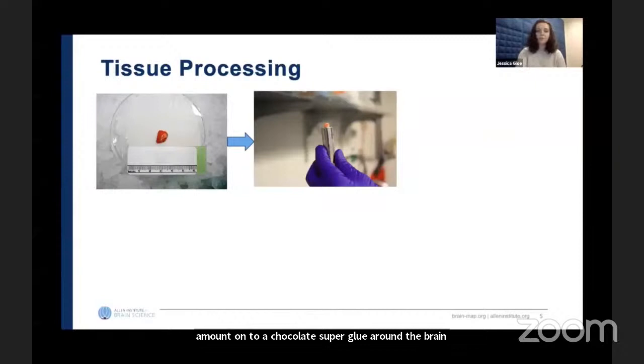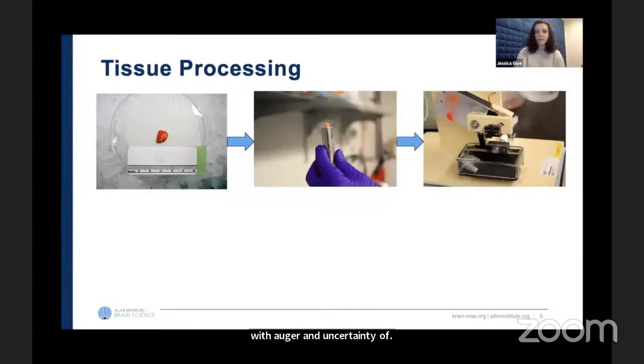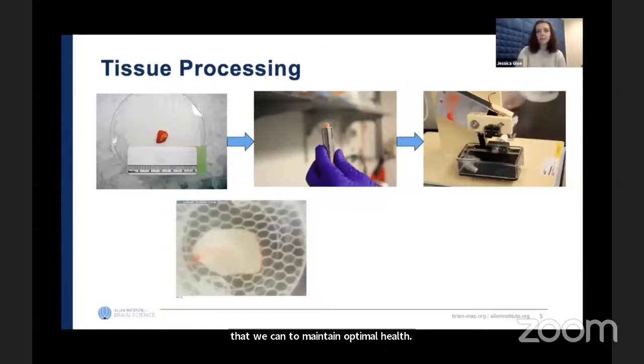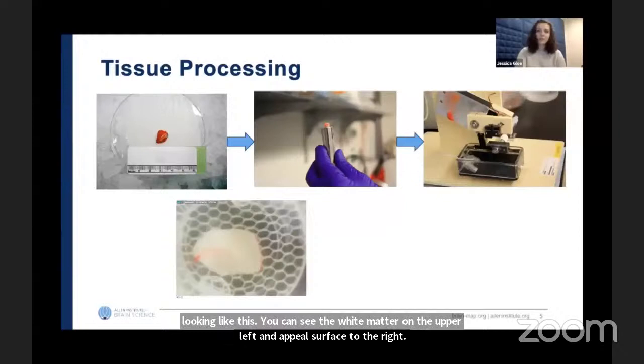This is a type of vibratome that provides us with fast, consistently 350 micron thick slices. You can see here, we continue to oxygenate our tissue at all points that we can to maintain optimal cell health. The slices that come from the compresstome end up looking like this. You can see the white matter on the upper left and the pial surface to the right. This slice will look familiar later in this talk, as this is where the cell we're following came from.